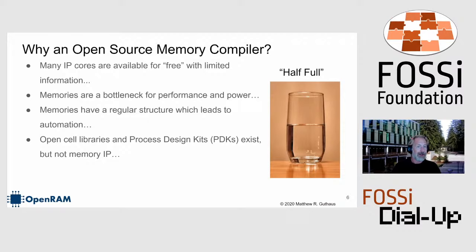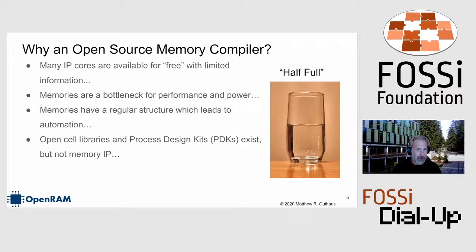And you may think, okay, they have a regular structure, so they're easy to automate, with caveats. And we now have open cell libraries and process design kits such as Sky130, but we really don't have open source memory IP yet. And so that's the gap that open source tools like OpenRAM can fill. This is kind of the optimistic approach, glass half full. This is what we can provide.